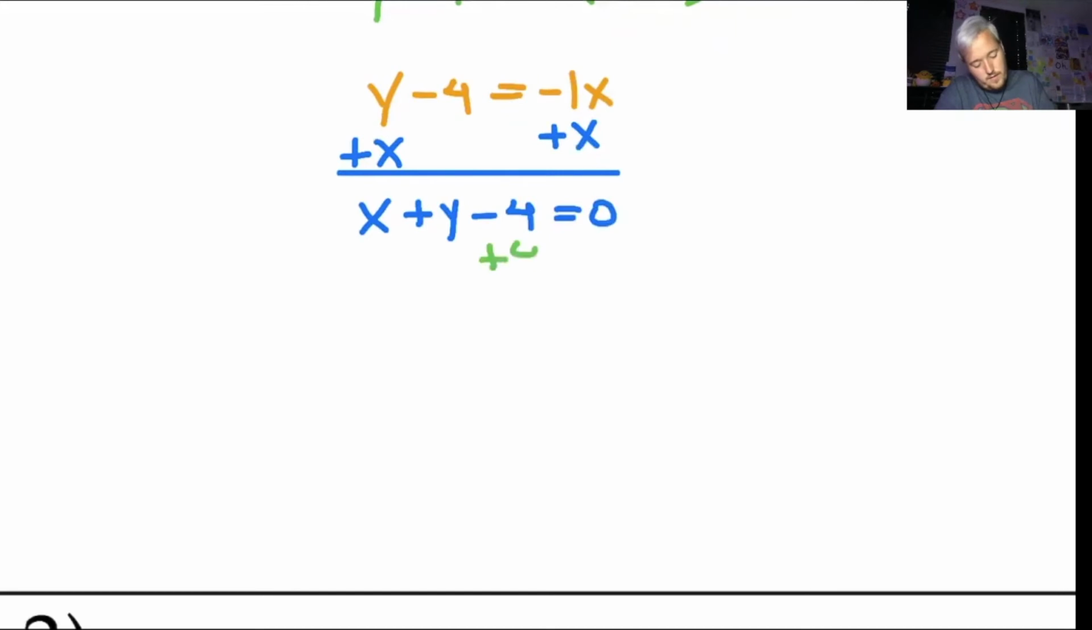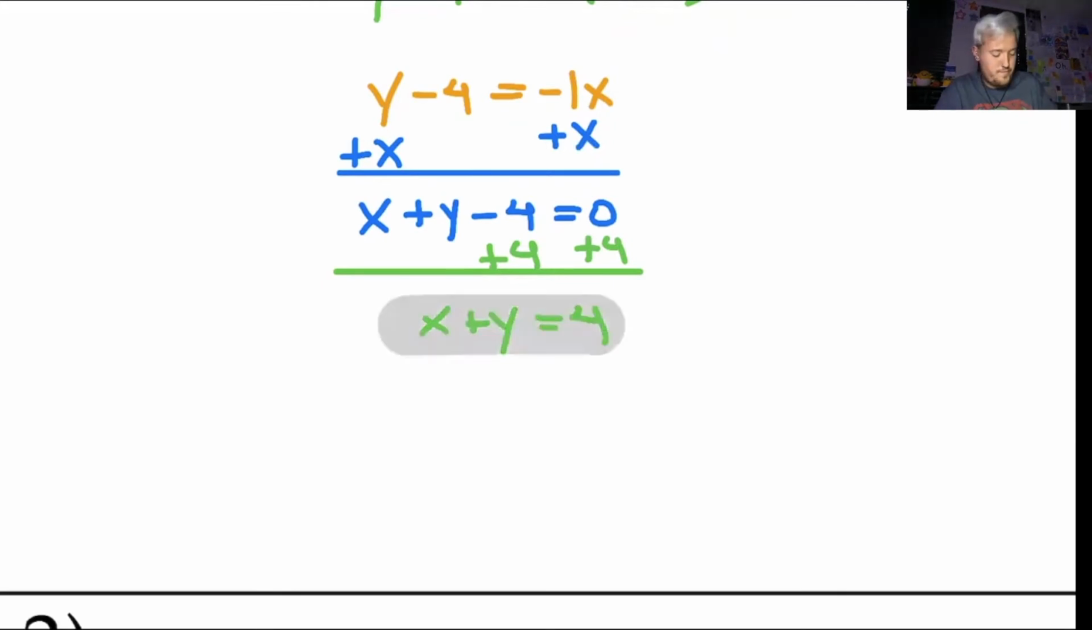Then I can add 4 on both sides. So I have x plus y equals 4. There we go.